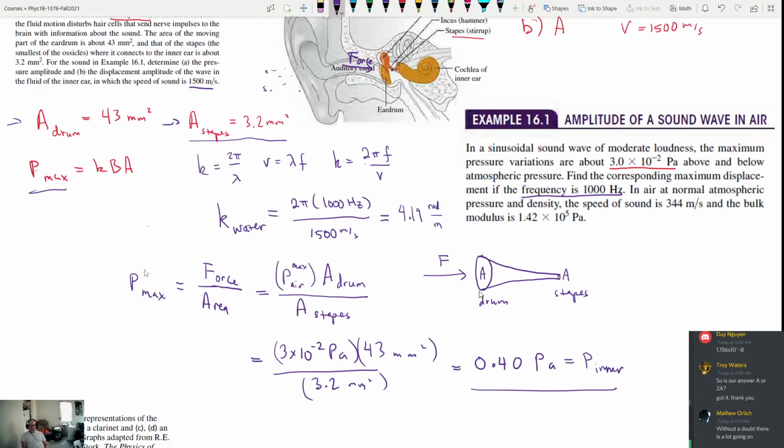And then we can use this along with this equation up here. We have to look up the bulk modulus of water. I'm assuming they're probably just going to give it to me in the problem.